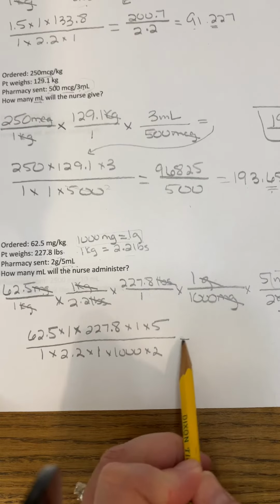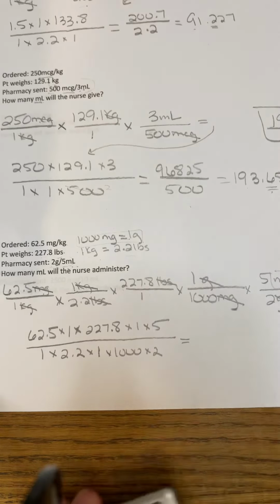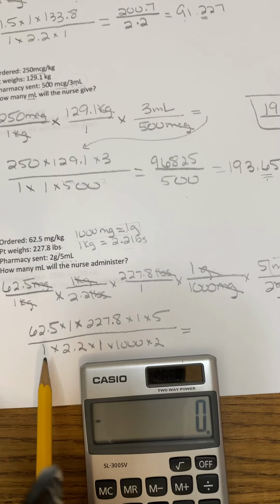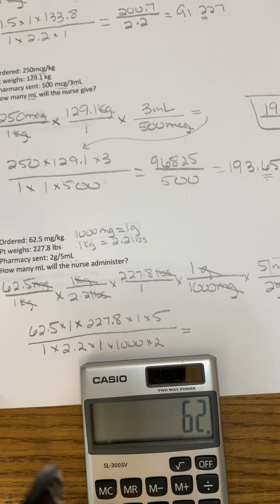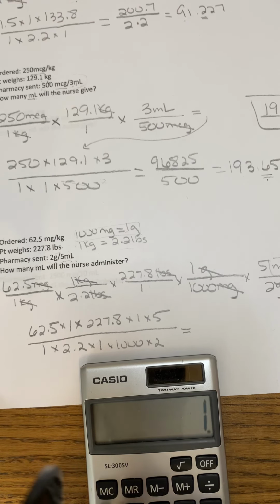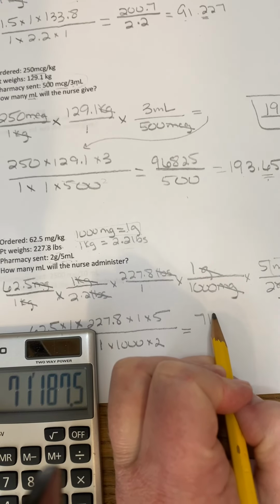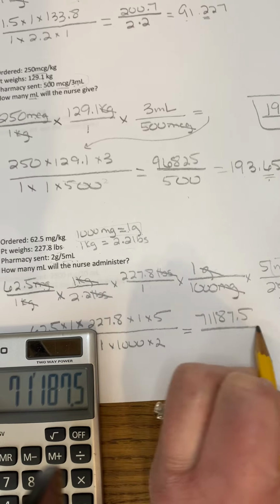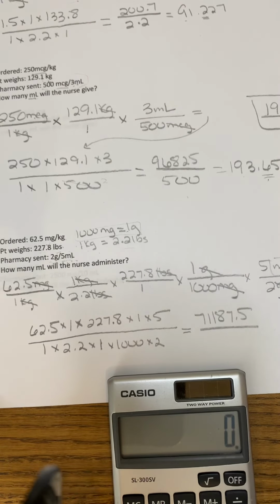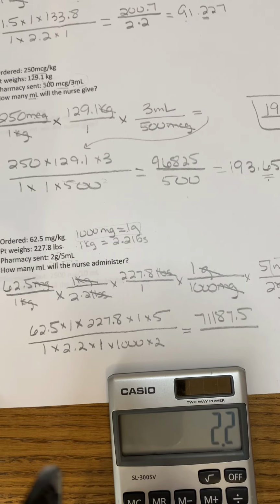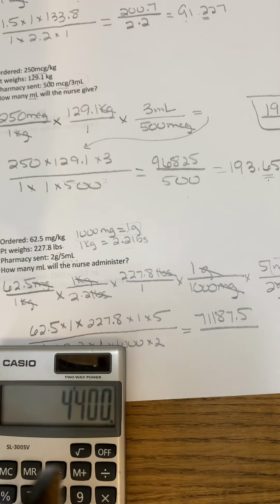All right, so that's going to be all these numbers into the math. So now we're going to get out our calculator and do some multiplying. We're going to multiply across the top first. So 62.5 times 1 times 227.8 times 1 times 5. So 71,187.5. So we're going to get 71,187.5 on the top. And then on the bottom, we're going to multiply 1 times 2.2 times 1 times 1,000 times 2. So we should get 4,400 on the bottom.